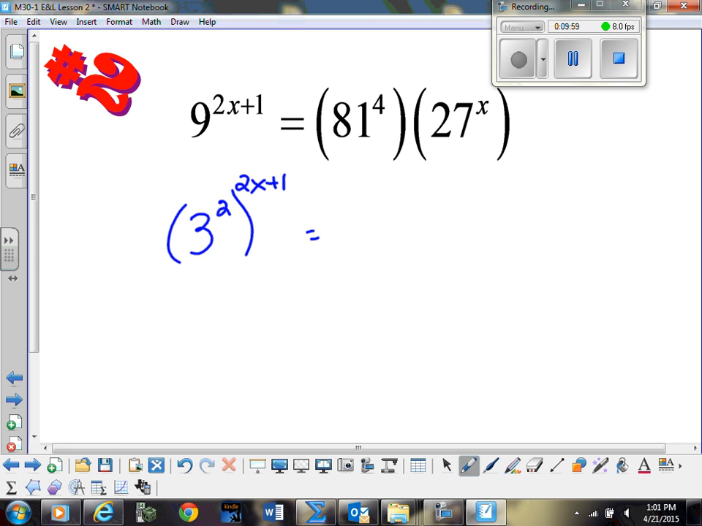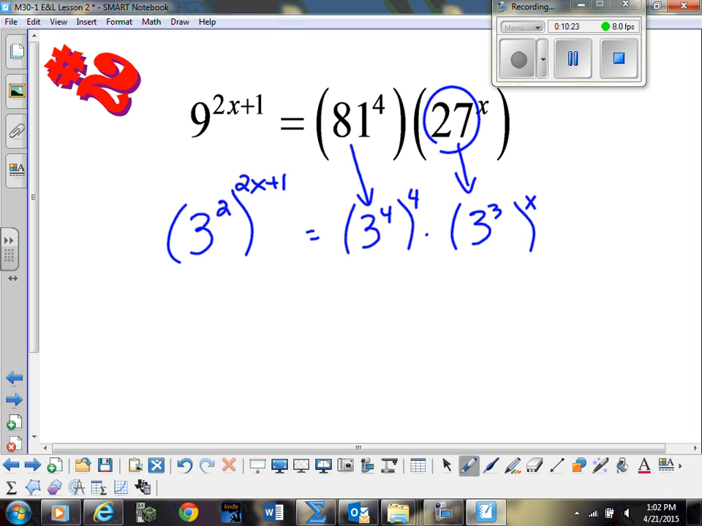So what I've done here is just change the 9 into what I know it equals, 3 squared. Change 81 into what I know it equals, which is 3 to the 4. And 27 is 3 to the 3. I've substituted the 27 with this, the 81 with this. The exponents that were already there are still there. Now I have to use my laws of exponents back on the review page. When you have an exponent raised to another, you multiply. So let's get the products here.